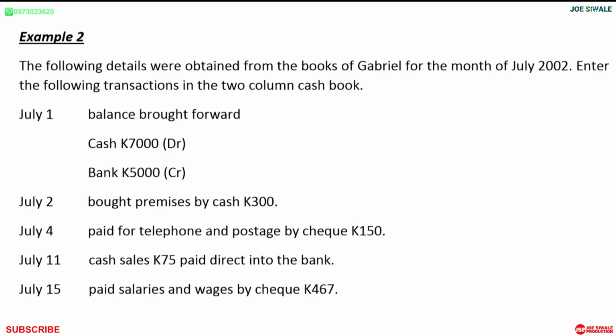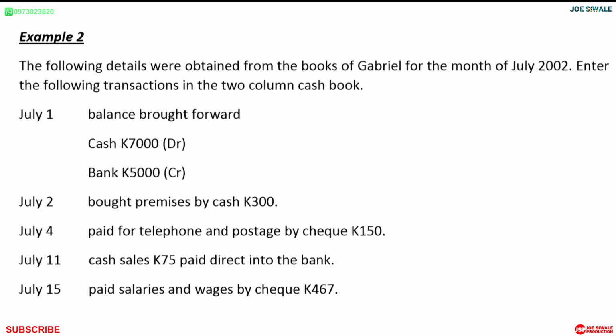So continue looking at the 2-column cash book, and we have this example that we're going to use. The following details were obtained from the books of Gabriel for the month of July 2002. Enter the following transactions in the 2-column cash book. On the 1st of July, balance brought forward, we have cash amounting to 7,000, which is on the debit side. Then we have bank amounting to 5,000, which is on the credit side.